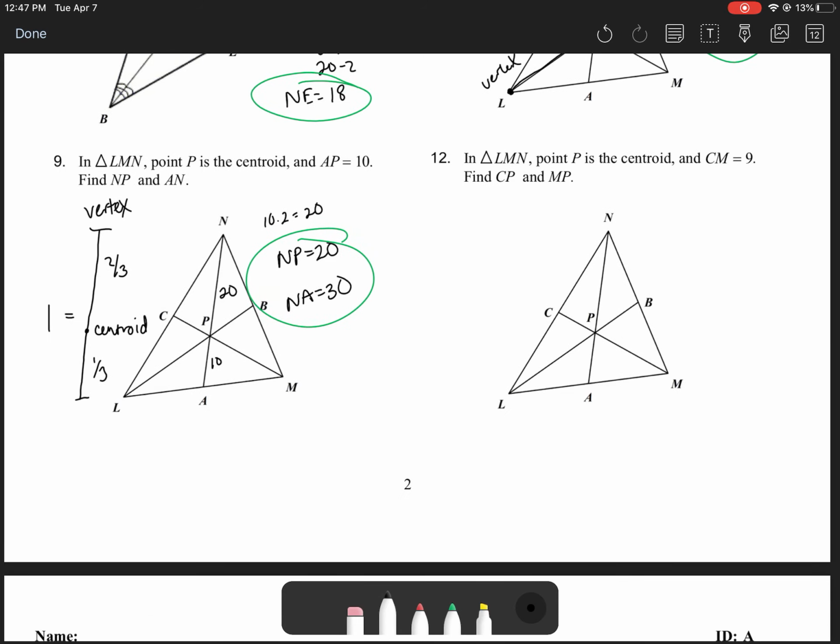Very similar process for number 12. Point P is a centroid, C to M is 9. So this whole length is 9. So I want to split it into thirds, which would be 3. And so I know that CP, because that's going to be my 1/3 part, is going to be 3. So CP equals 3, because that's my 1/3 section. And PM, my 2/3 section, should be 6. I think I said 9 earlier by accident. I apologize. But the total will be 9.